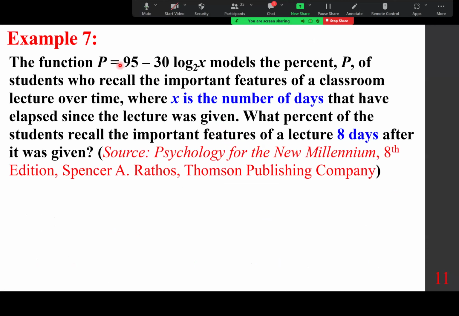Example 7. The function p equals 95 minus 30 log x base 2 models the percent p of students who recall the important features of a classroom lecture over time. It's good for every student to know. Where x is the number of days that have elapsed since the lecture was given. What percent of the students recall the important features of a lecture 8 days after it was given? So basically, we use this one and we let x be 8. That's the idea.